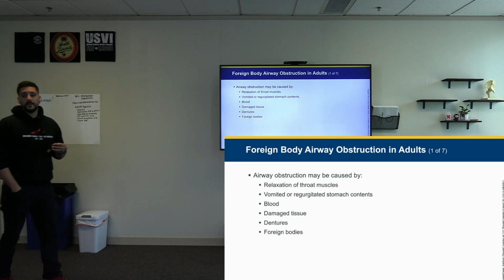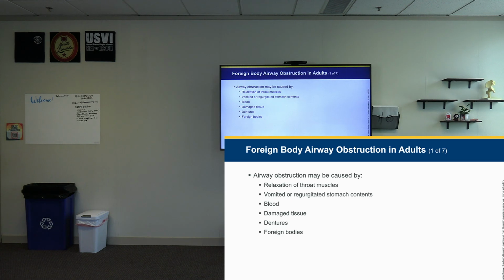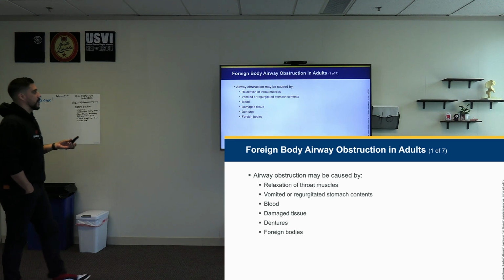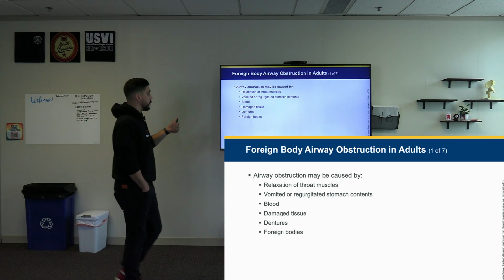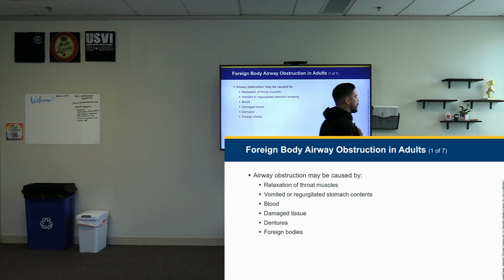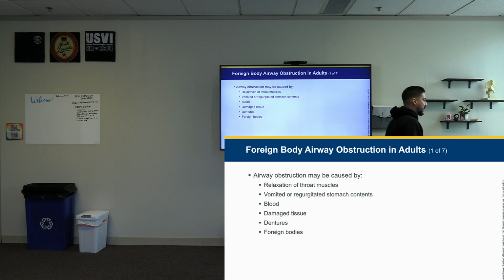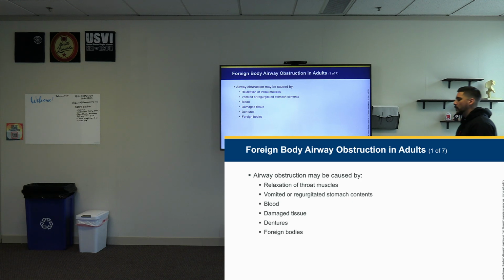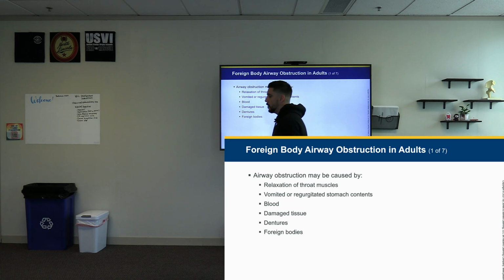Now, part of BLS is also going to be choking, okay? So foreign airway obstruction in adults. Airway obstruction can be caused by a few different things. First big one, relaxation of throat muscles. Fun fact, the biggest naturally occurring airway obstruction that we have as humans is our own tongue. The unresponsive person, their throat will relax, tongue will fall backwards, therefore blocking the airway. This is why we use the OPAs, so we can slip that in there and hold the tongue out of the way.